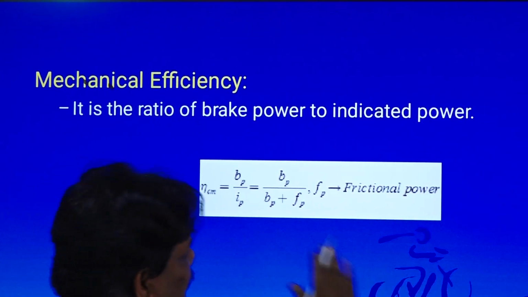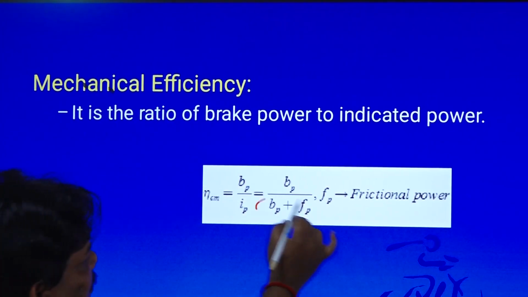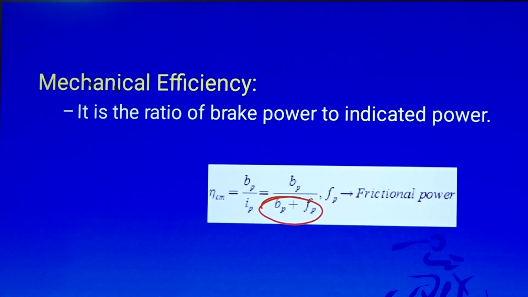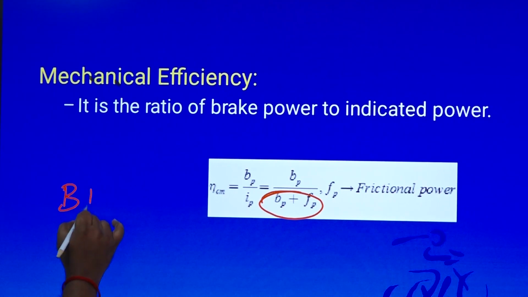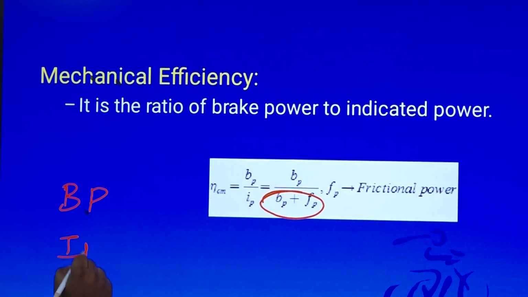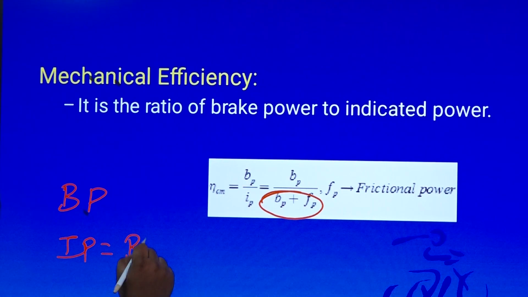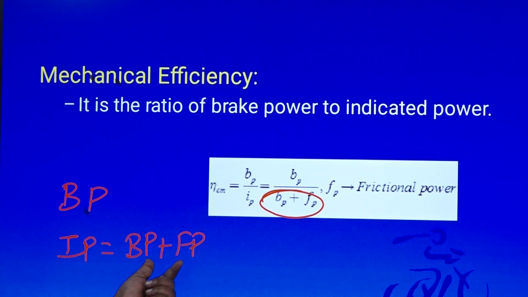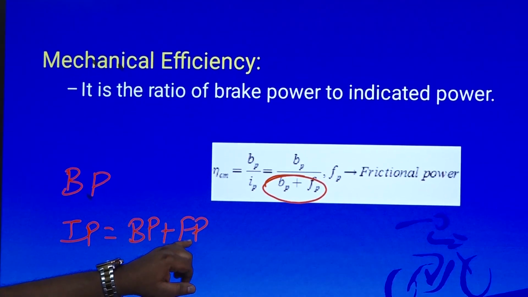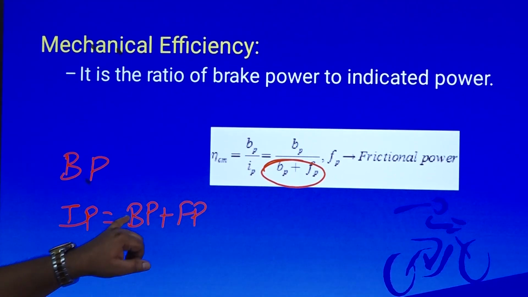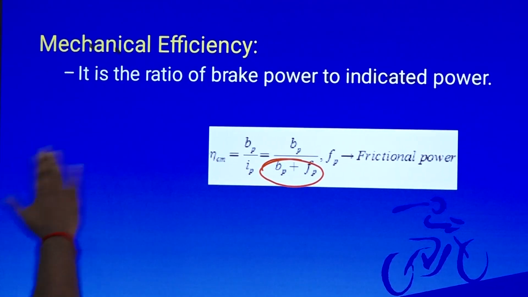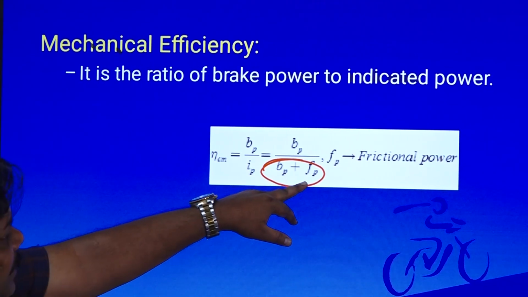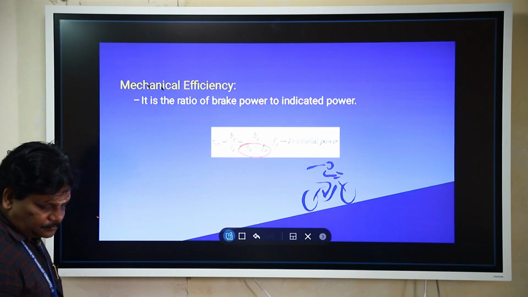So here, if you are getting questions on performance, you will mostly get questions on indicated power and brake power. The indicated power is the sum of brake power and frictional power. FP refers to the frictional power. Or otherwise, frictional power is equal to indicated power minus brake power. You can take it as you like, but indicated power is the sum of brake power and frictional power.